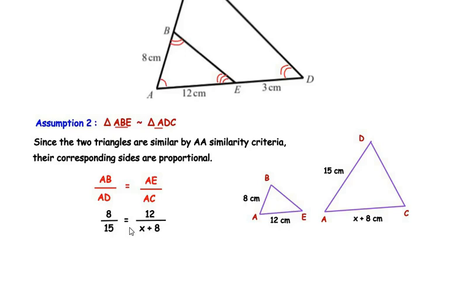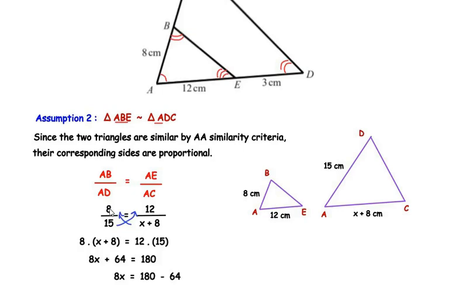Now let us cross multiply. That is, we are going to multiply these two terms and we are going to multiply these two terms. So 8 multiplies with x plus 8 is equal to 12 times 15. Now expanding this bracket, we get 8 times x is 8x plus 8 times 8 is 64 is equal to 12 times 15 gives us 180.